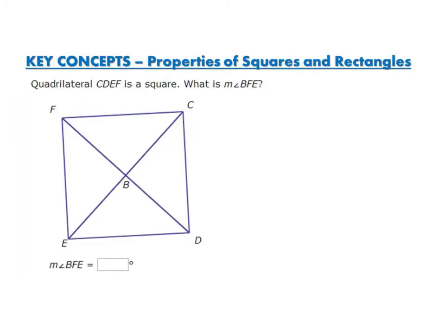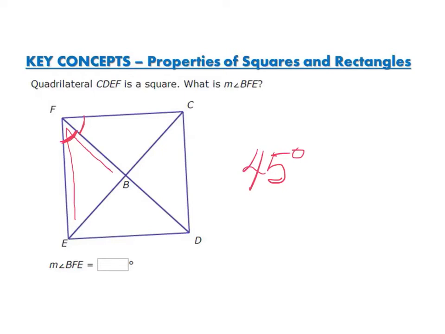Alright, this one says quadrilateral CDEF is a square. What is the measurement of angle BFE? Here is angle BFE. Since F is the middle letter, F is the vertex of the angle, and it wants to know the measure of that angle. Well, the whole angle is 90 degrees, so this is half of that angle. Half of 90 degrees is 45 degrees. So the measurement of angle BFE is 45 degrees.